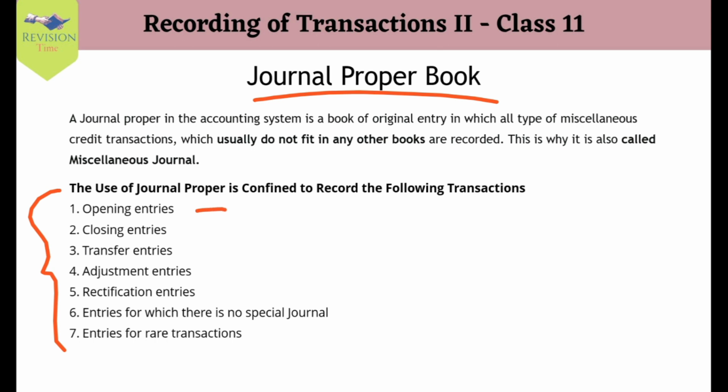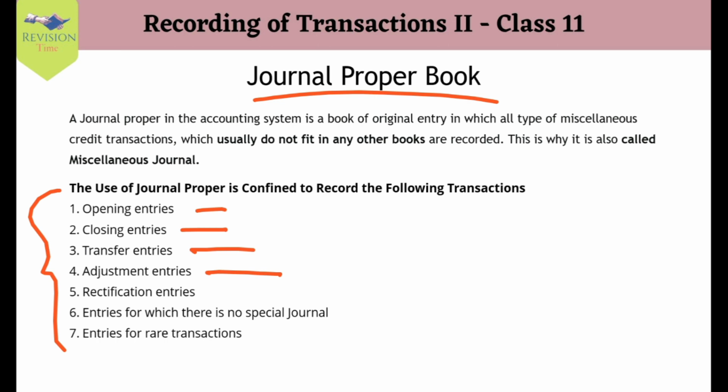What do I mean by opening entries? When we are preparing our ledger accounts, the balance is brought down for the next accounting period. So opening entries are nothing but the balance brought down entries. Closing entries are the entries for which the balance is closed and then transferred to the trading or profit and loss account. Transfer entries are the entries which are transferred from one account to another account.